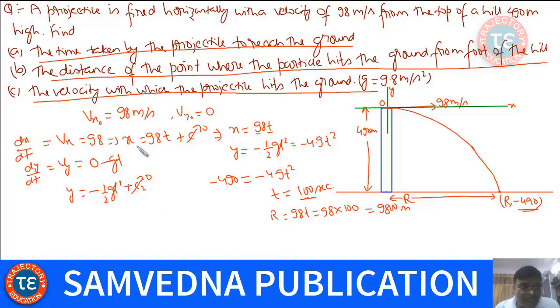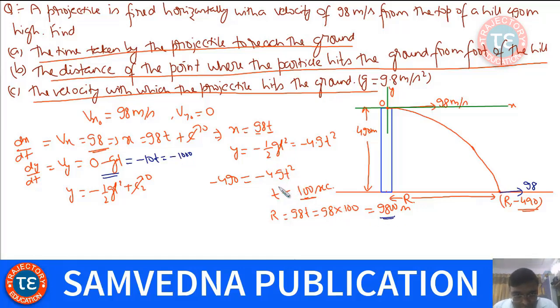Okay. Velocity with which the particle hits the ground. See, your Vx was 98. It will remain 98, because there is no acceleration in the x direction. Whereas Vy is minus gt. So this will be minus 10t, or t is what? 1000.